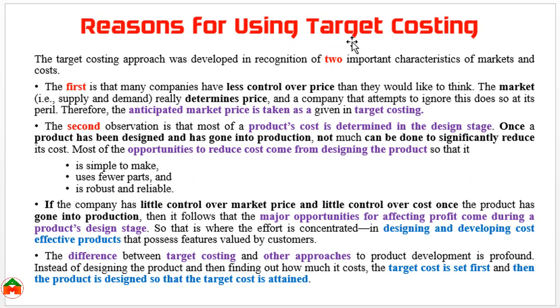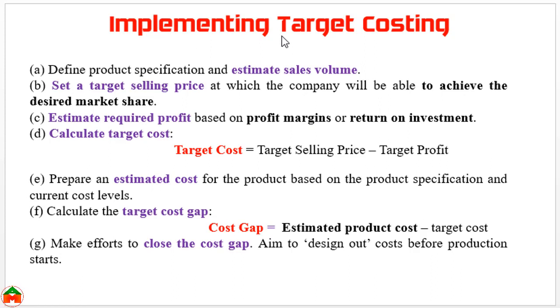That's why we need to use the target costing, because we cannot control the market price of a product, as well as if you know the target cost, then before producing the product you can redesign your production process so that you can reduce the production cost to achieve the target cost. If you can achieve the target cost, then you can achieve the selling price by which you can achieve required profit for your company. What is the implementation process of target costing?